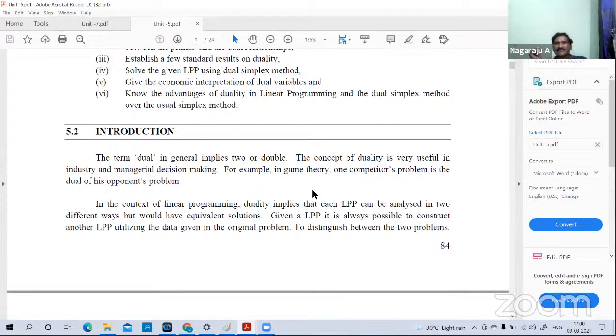Another important area is when competitors are involved. Most of the examples are from game theory. In that also the duality of opponents' problems is involved more.